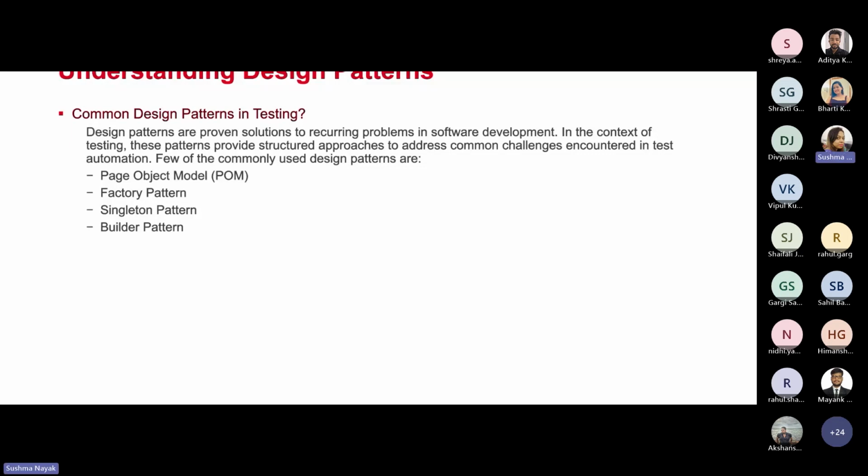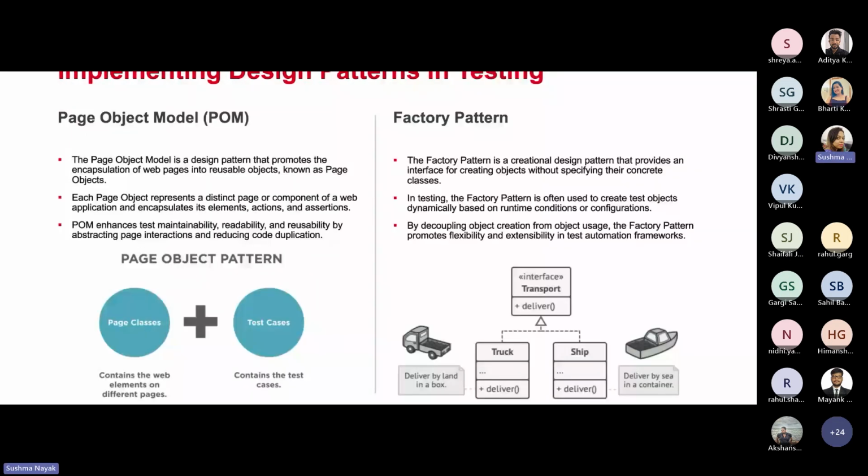So implementing design patterns in testing, we'll be detailing out what the page object model is, and giving a little brief about these patterns. So the first one is the page object model, and in the previous slide we have already discussed a little bit about this. We have already discussed that this is useful for UI test automation, and particularly for web applications.